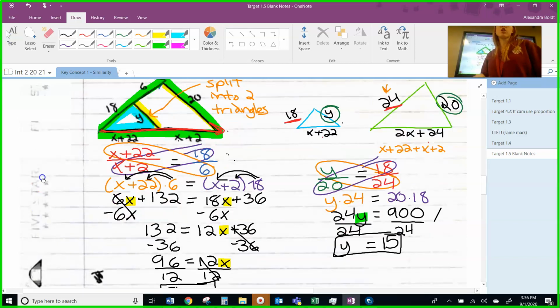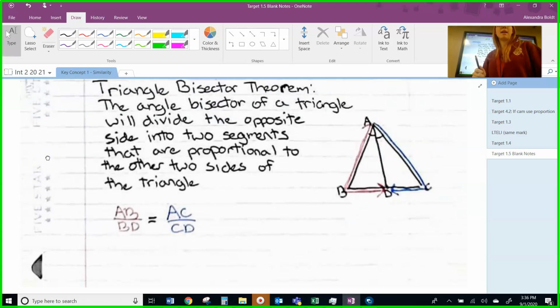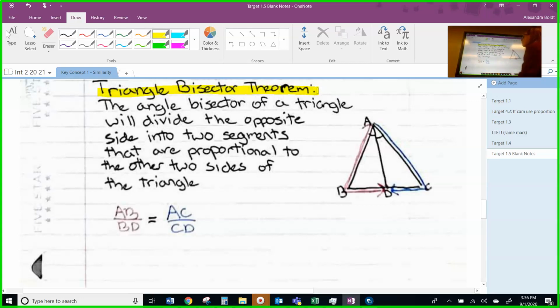Okay, so that's our triangle proportionality theorem. The other thing we have is our triangle bisector theorem. And the triangle bisector theorem states the angle bisector of a triangle will divide the opposite side into two segments that are proportional to the two other sides of the triangle. So this is kind of a neat little thing where if these two angles are the same, meaning the line split that angle right in half, then we can make proportions like with these sides.